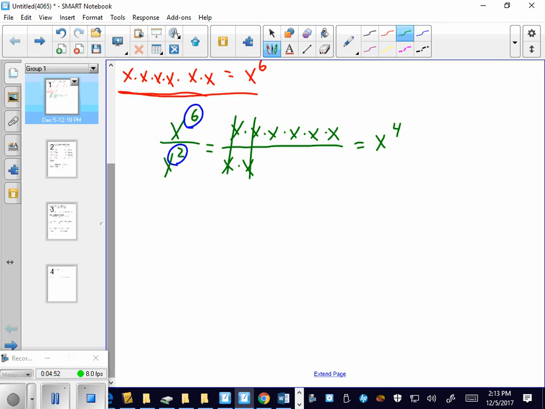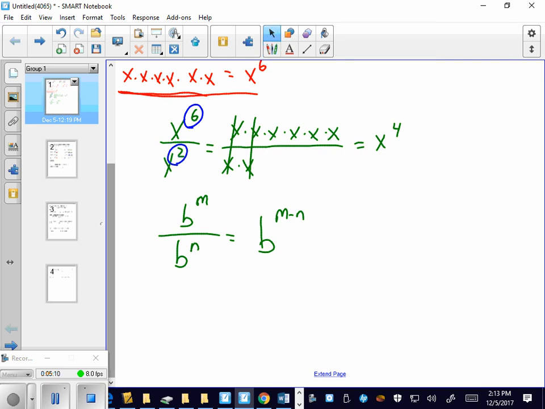So in general, some base raised to the m divided by some base raised to the n would equal that common base raised to the m minus n. You're going to subtract the exponents. Okay, I'm going through this for a reason because you need to know these properties.